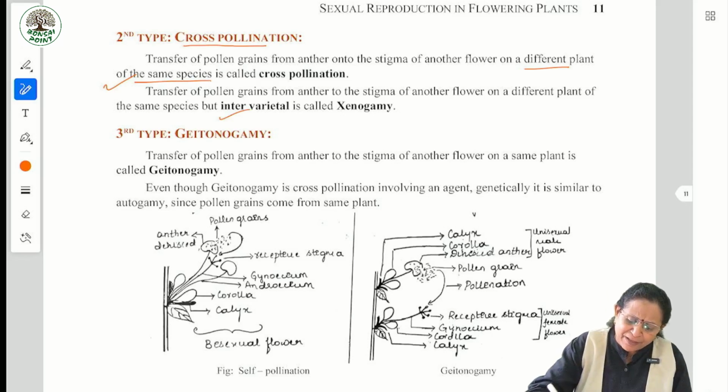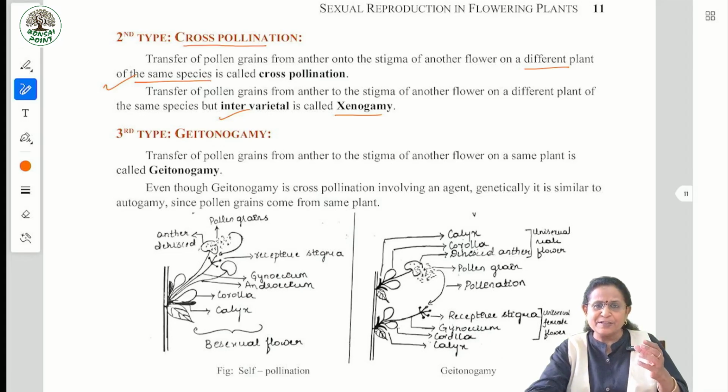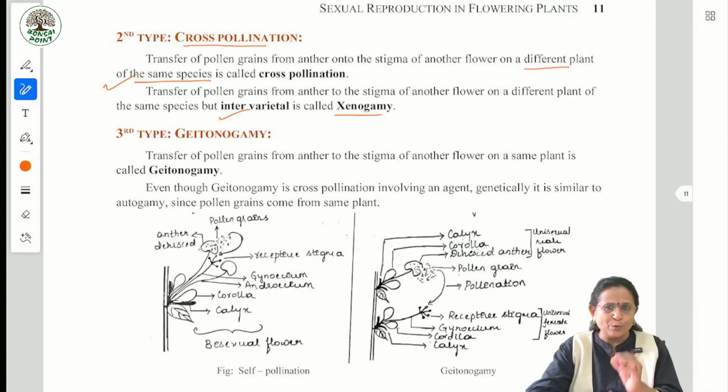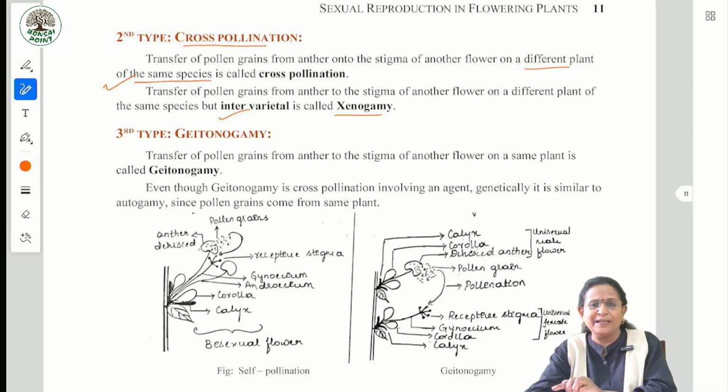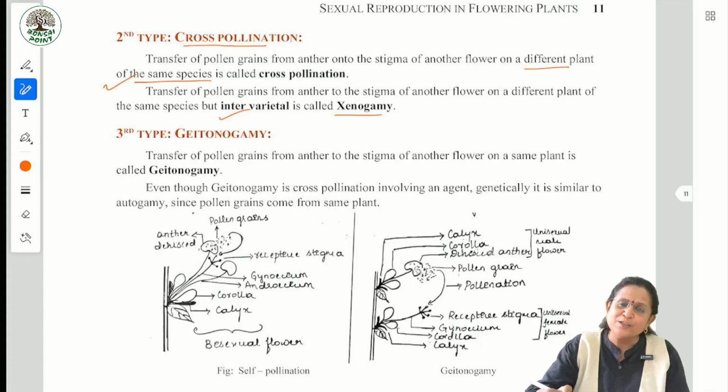If it is intervarietal, we say it's xenogamy. Rice is otherwise called Oryza sativa. One variety is basmati, another variety of rice is sonari. So, Oryza sativa variety basmati, Oryza sativa variety sonari. If these two cross, or when pollination occurs between these two plants, then it is said to be intervarietal. Such type of cross-pollination is said to be xenogamy.